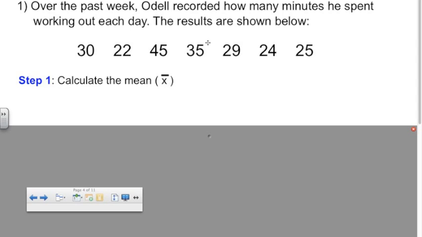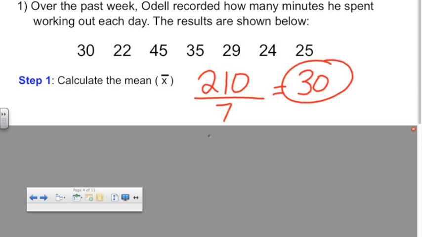So to calculate the mean, we're adding all the values up. If we add them all up correctly, we should get 210. And as always, we divide by however many values we have. In this case, we're dealing with 7 values. So we get a mean of 30. Okay, so that's step 1.